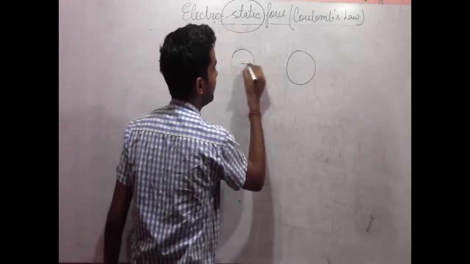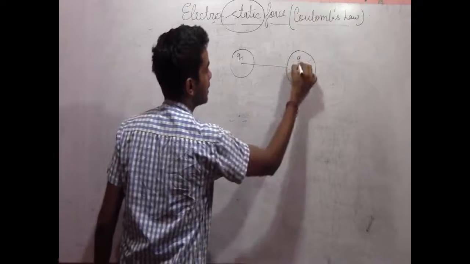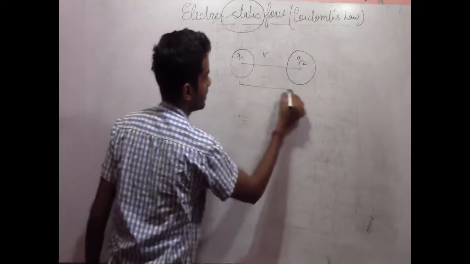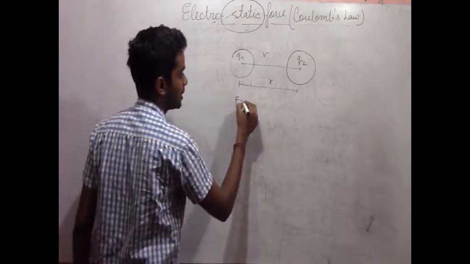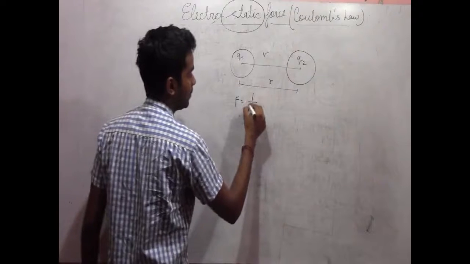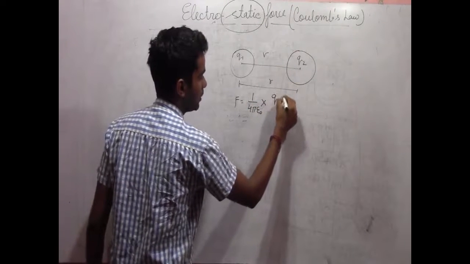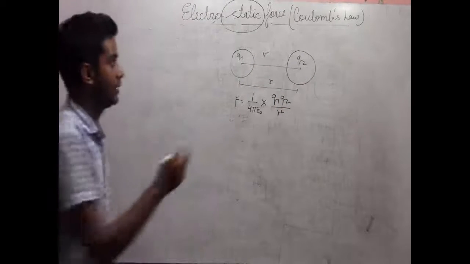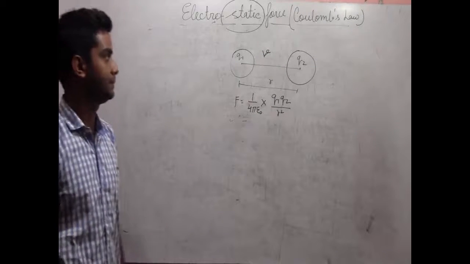If there is vacuum between this charge Q1 and this charge Q2, and the distance between the charges is R, then your force becomes F is equal to 1 upon 4 pi epsilon into Q1 Q2 upon R square, when there is vacuum between the charges.